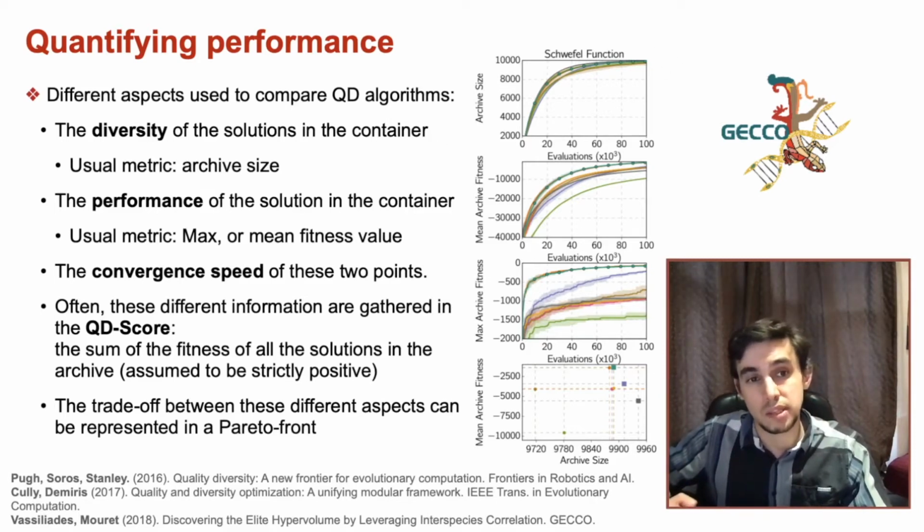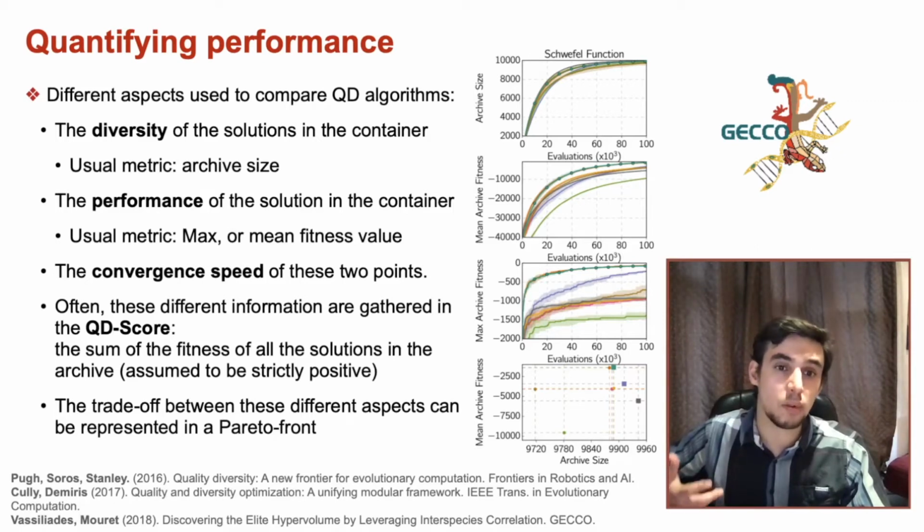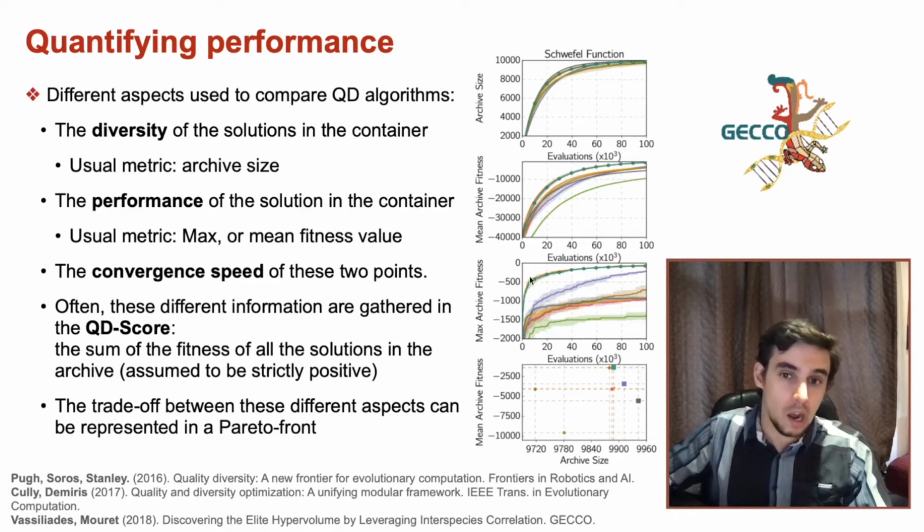The second main aspect that needs to be quantified is the performance of the solutions contained in the collection. For that, we can either use the performance of the best individual, so the max fitness that is contained in the collection, or we can also compute the average fitness value across the solutions contained in the collection. What is also interesting when comparing different quality diversity algorithms is the convergence speed for those two points. So how many generations or evaluations are required to reach this level of mean performance or this archive size, for instance.